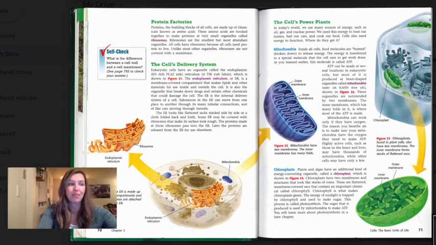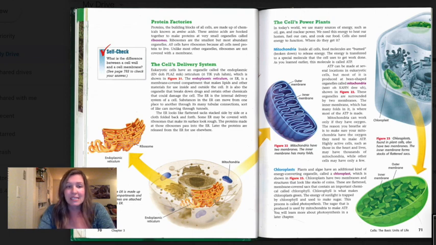Page 70 starts with protein factories. Proteins, the building blocks of all cells, are made up of chemicals known as amino acids. These amino acids are hooked together to make proteins at very small organelles called ribosomes. Ribosomes are the smallest but most abundant organelles. All cells have ribosomes because all cells need protein to live. Unlike most other organelles, ribosomes are not covered with a membrane.